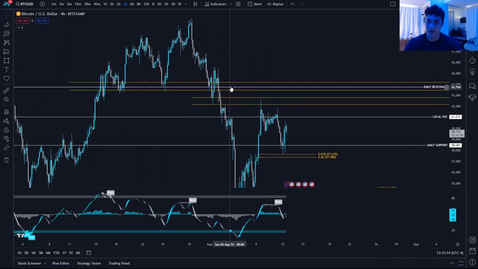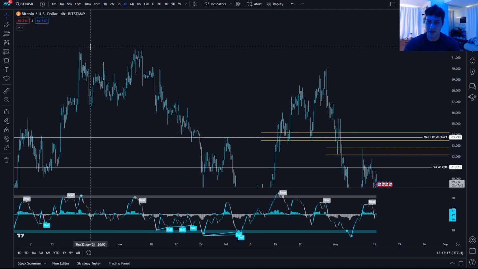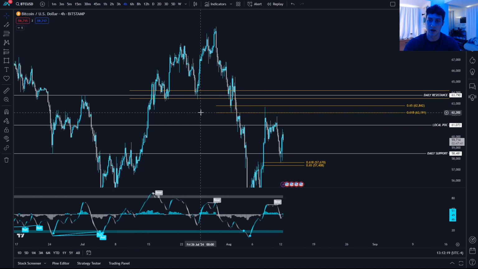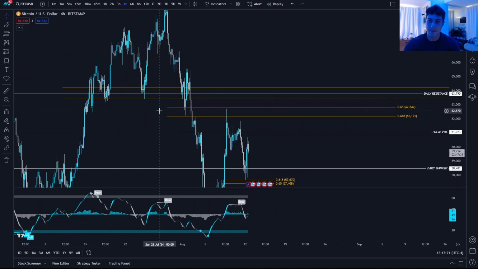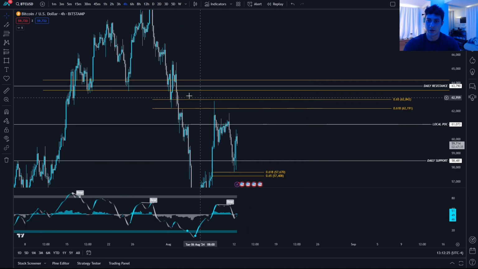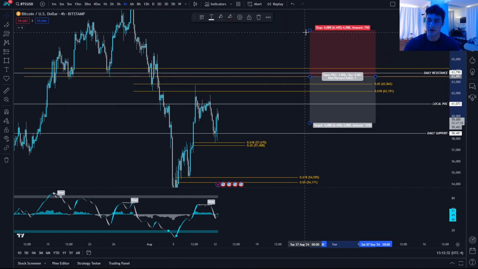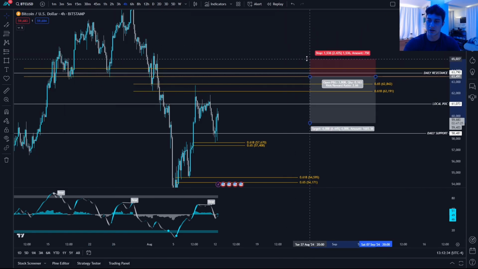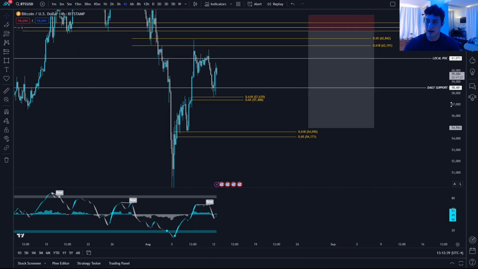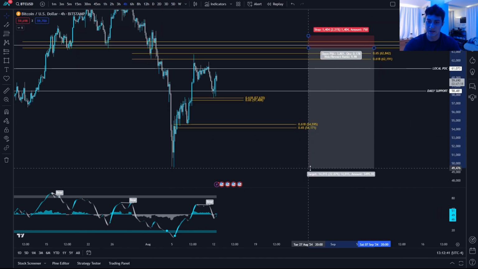So here I can clearly see we have the golden pocket from this swing high to the major swing low, and that's perfectly overlapping our daily resistance zone. So this is going to be a key level that I would look to take a short position. So I'm going to get my short position tool, draw out the short position. Our stop loss is going to be right above that golden pocket, and our major take profit is going to be down at these lows.